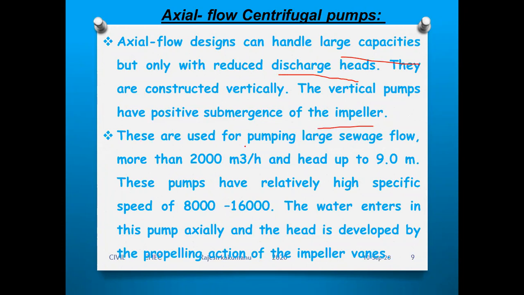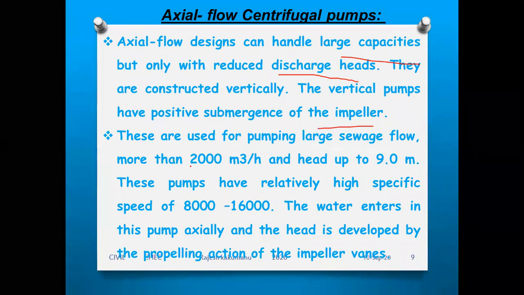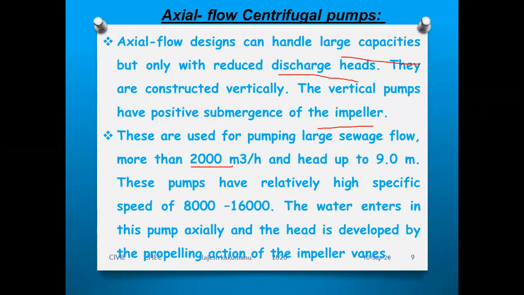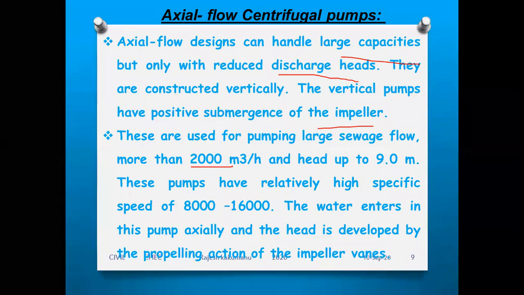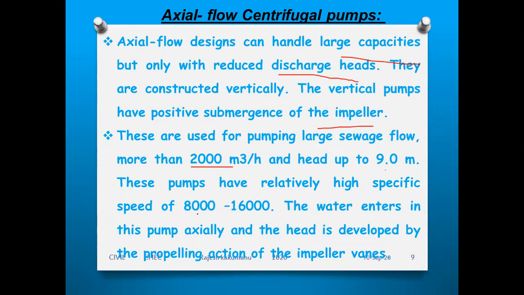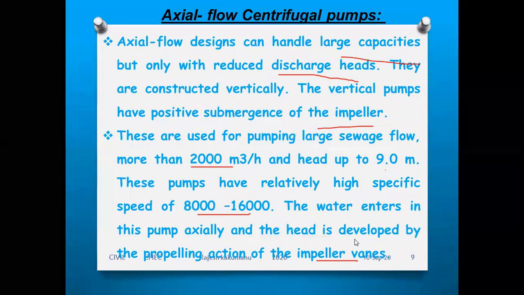Next, these are used for pumping large sewage flow, more than 2000 meter cube per hour, and head up to 9 meters. So it is having a head of 9 meters capacity and it can pump water of 2000 meter cube per hour. These pumps have a relatively high specific speed of 8000 to 16000. The water enters this pump axially and the head is developed by the propelling action of the impeller vanes. So these are about the axial flow type of centrifugal pumps.